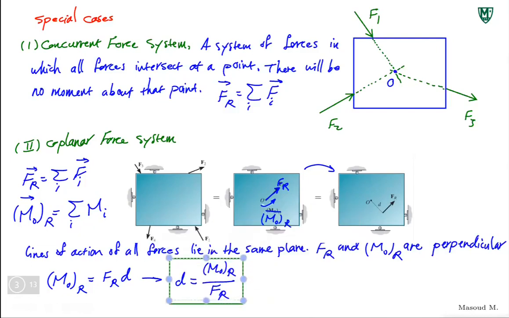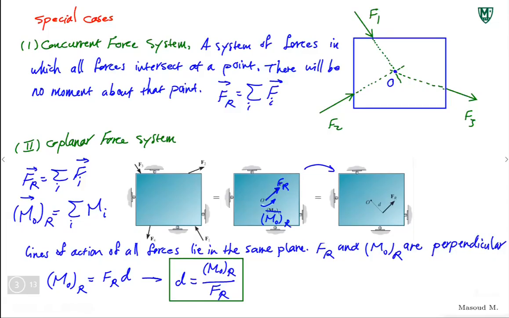So one step further, right? You could simplify a system already from a system of forces to a resultant force and resultant moment. Now you can even make it more simple, just one resultant force, as long as we move the force the correct amount of length. All right. So that's about coplanar force systems.